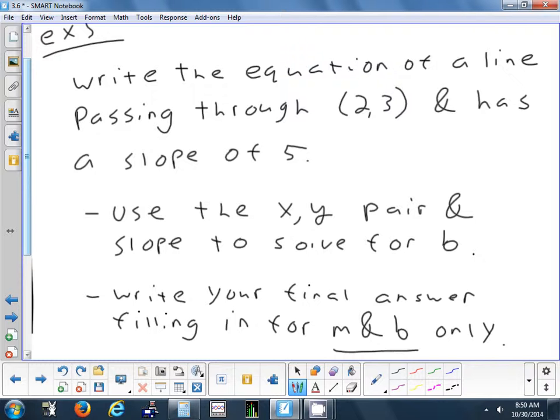Okay, in the equation y equals mx plus b, there's 4 letters: y, x, m, b. They've given me 3 out of 4 of those letters in this problem. Okay, what's the 2? Which letter is that? Look at that, Dakota. That's an x value. Yep. How about the 3? That's a y value. And somebody else, what's the 5 in this case? Selena? That's m. Okay, so we have x, y, and m.